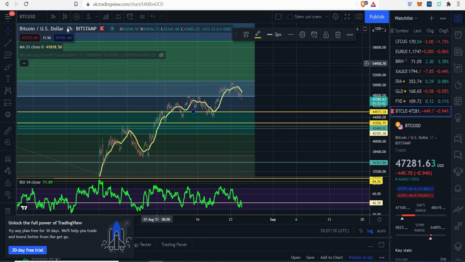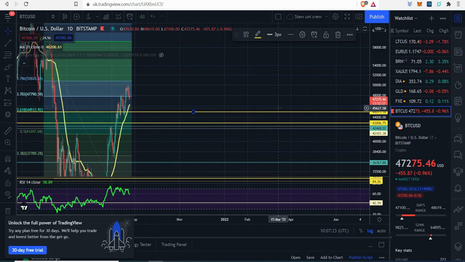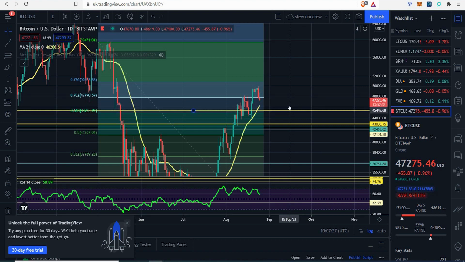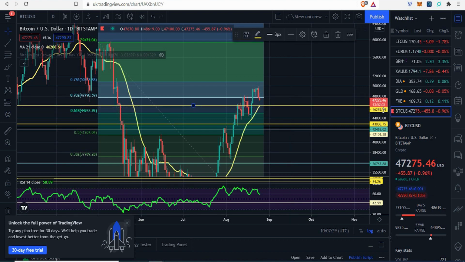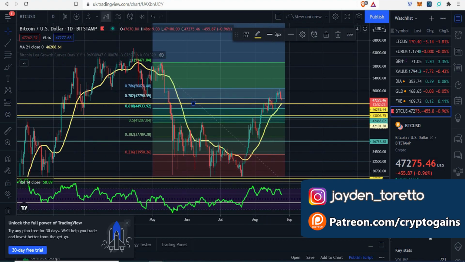So this is the 2-hourly time frame. If we're looking at it on the daily, where's the 21 moving average? We're still pretty bullish, guys. We can come down to here. Let me just bring this up. We can come down to the 46,000 level, $46,000, and bounce off it and continue up. So that was that. I'm going to leave it here.